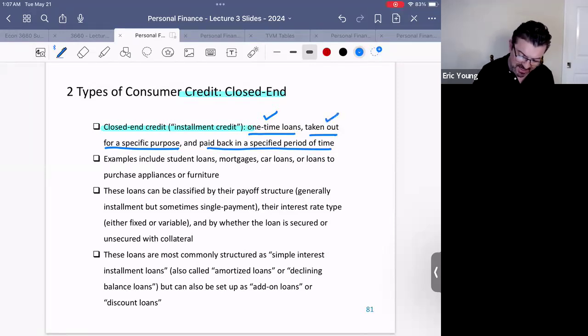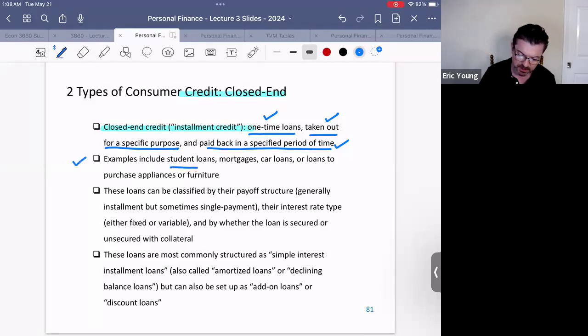Closed-ended credit is taken out for a specific purchase, usually a car loan, a mortgage, or a loan to buy furniture or appliances for your home. You're taking out a loan for a very specific purpose. And unlike credit cards, which let you pay it off in full or in part, with closed-ended credit there is a very detailed and specific payment schedule that you have to follow.